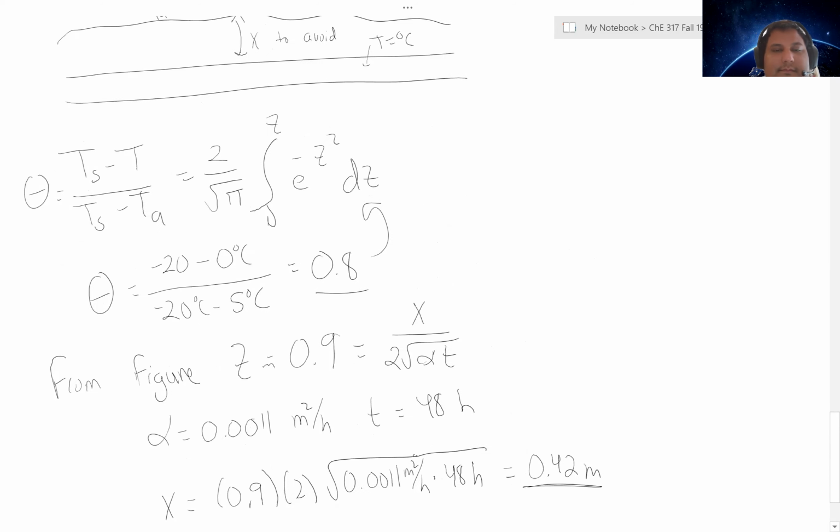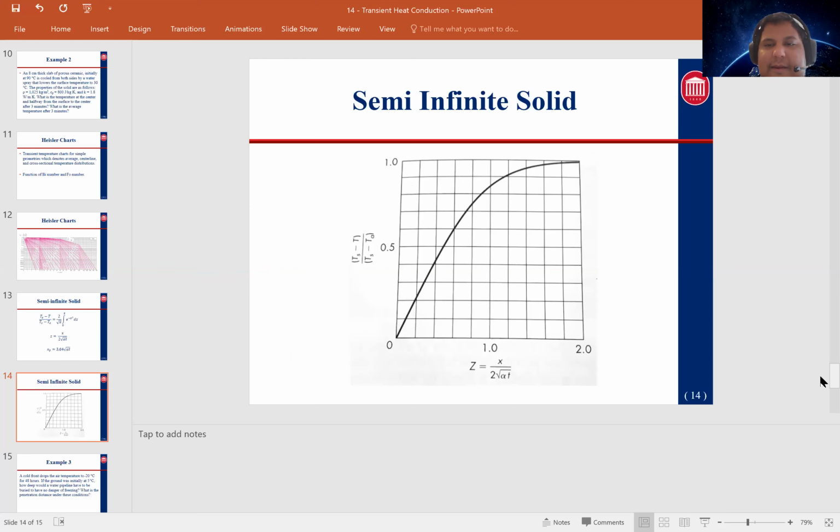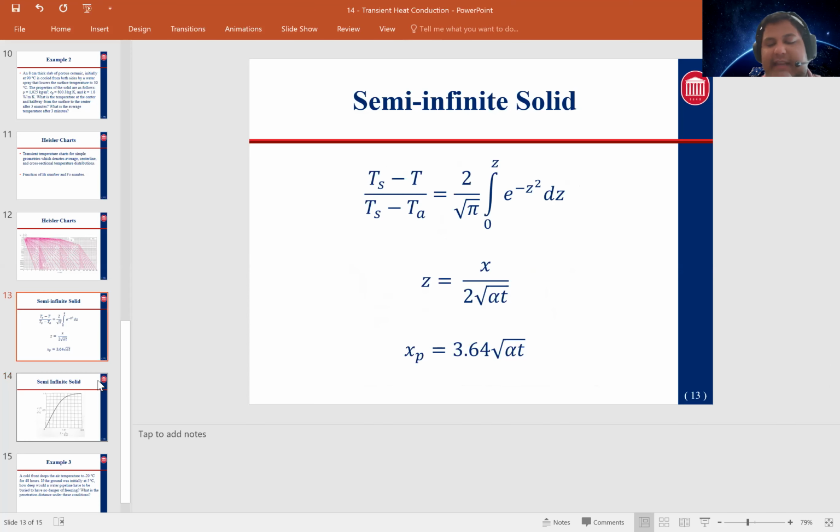Could you explain one more time what the significance of x_p is? x_p is essentially, let me go back to the figure, the penetration depth, where z is about 0.99. It's essentially the depth where the influence of the temperature fluctuations occurring at the surface starts to be felt. It basically tells you for a given surface temperature after a given time, how far you'll start to see the effects of heat transfer in that solid. For systems that are extremely sensitive to temperature fluctuations, you would probably consider identifying the maximum penetration distance, which is what this x_p gives you.